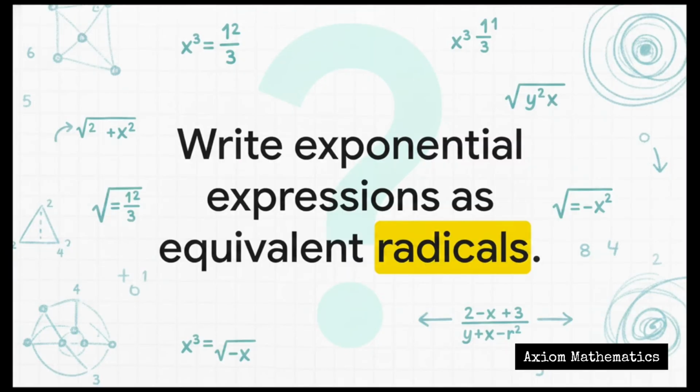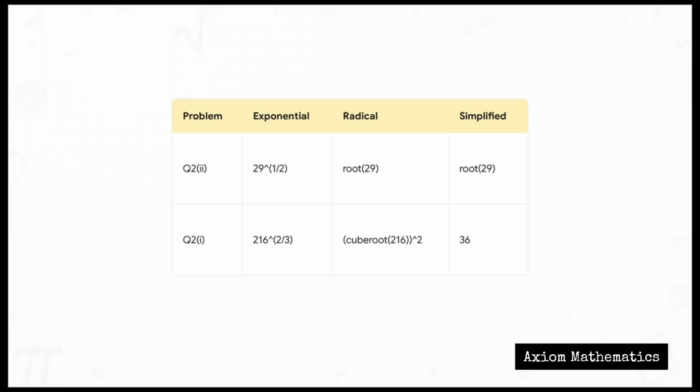Finally, let's look at our last two problems for today. Exercise 1.2, questions 2I and 2II. Here, we're being challenged to reverse our thinking entirely. We are given fractional exponents, and we need to convert them backward into physical radical signs. Look really closely at the mathematical scaffolding here. The denominator of the fractional exponent always becomes your radical's index, and the numerator becomes the final power you apply.